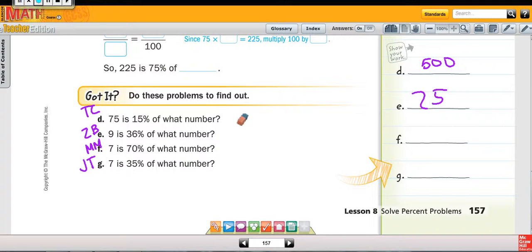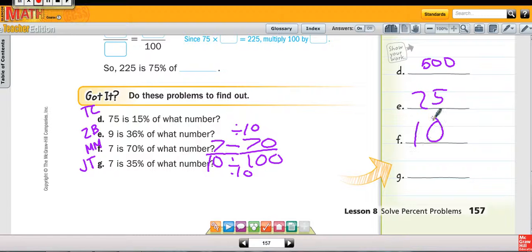Letter F. I did 70% over 100 and equal to 7. And I divided by 10. Divided by 10 on the bottom. And got 10. Good. How many agree with me? I've got 10. Letter F. Good. Letter G.